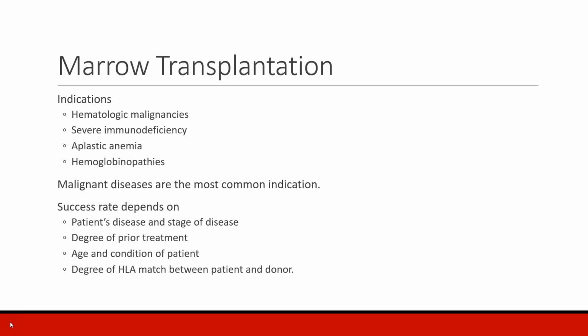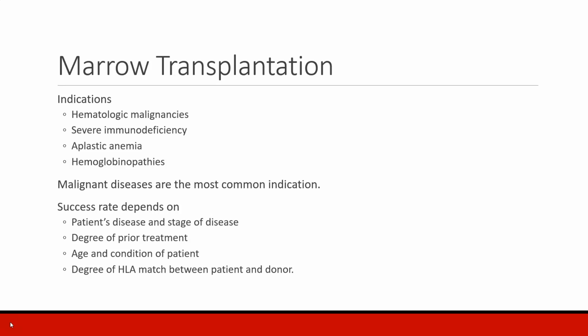What are some indications for bone marrow transplantation? Hematologic malignancies are number one. Leukemias, other types of cancer of the blood. Severe immunodeficiency, to where they can replace the deficient bone marrow with bone marrow that will be immunologically competent. Aplastic anemia, a condition in which the patient just quit making red cells, or any kind of cells. And hemoglobinopathies, sickle cell disease.